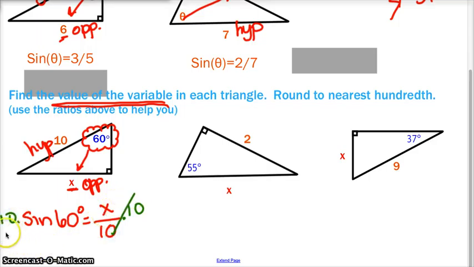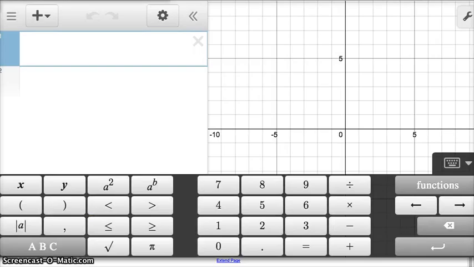In your calculator, you're going to type 10 times the sine. When you hit that sine button in your scientific calculator, it's automatically going to open up that parenthesis. I do recommend that you get in the habit of closing it, as it'll be needed later. I'm going to use the graphing calculator desmos.com, which is a free downloadable app, to show you how to type this in.